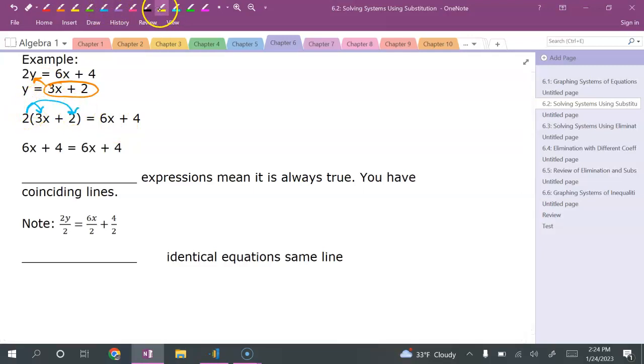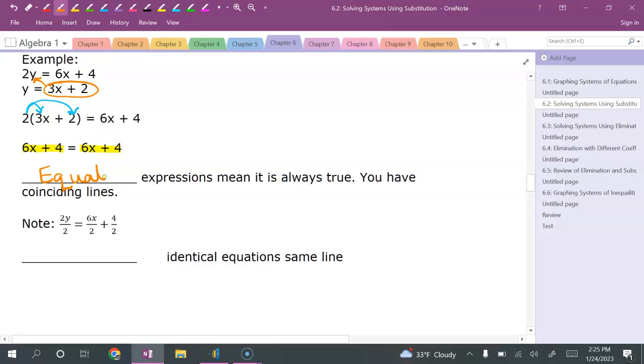And if you look here, it says 6x plus 4 equals 6x plus 4. They're identical. All the parts of them are equal to each other. So these are equal expressions, which means that they're the same line. So these would have identical points. All the points would be the same. So this would be an infinite solutions situation where you're going to have an unlimited amount of answers for this problem.